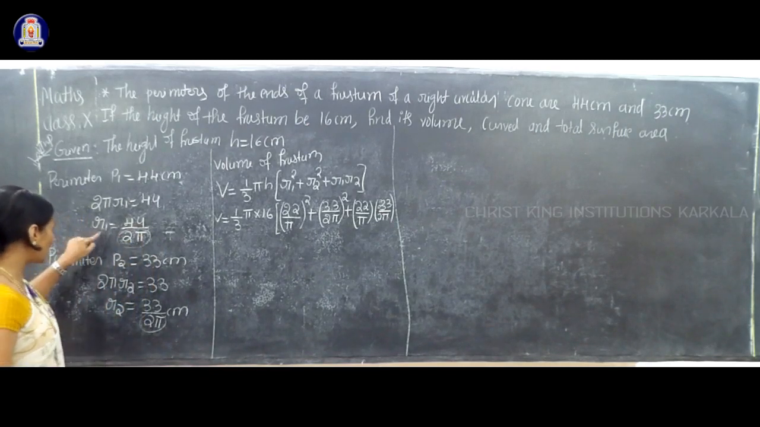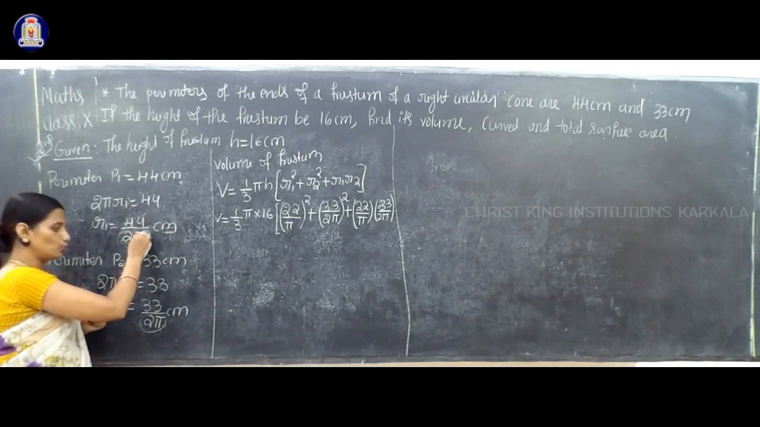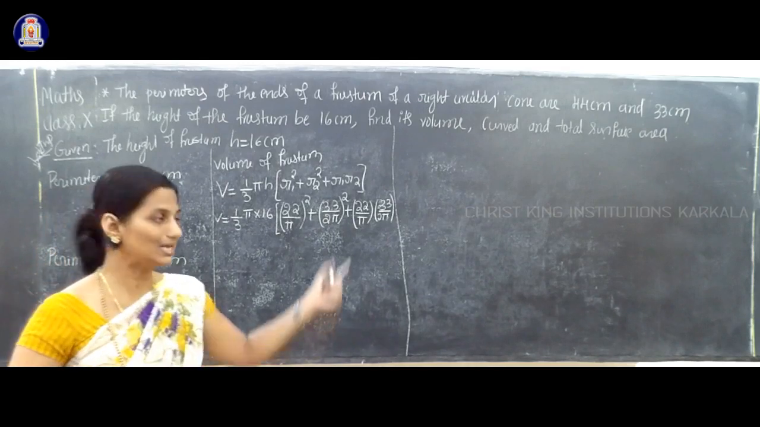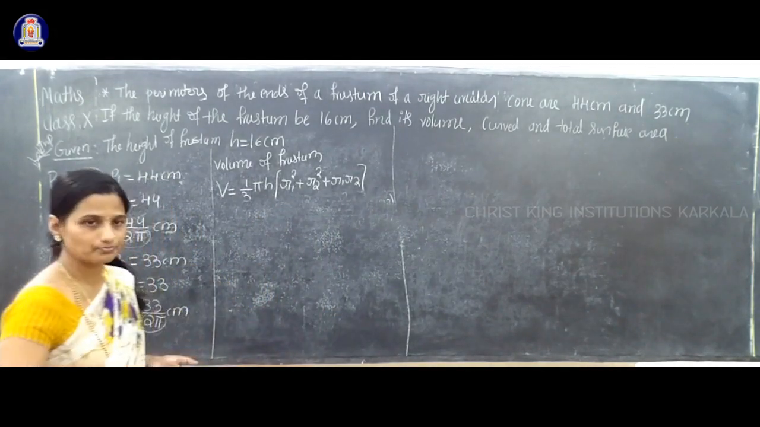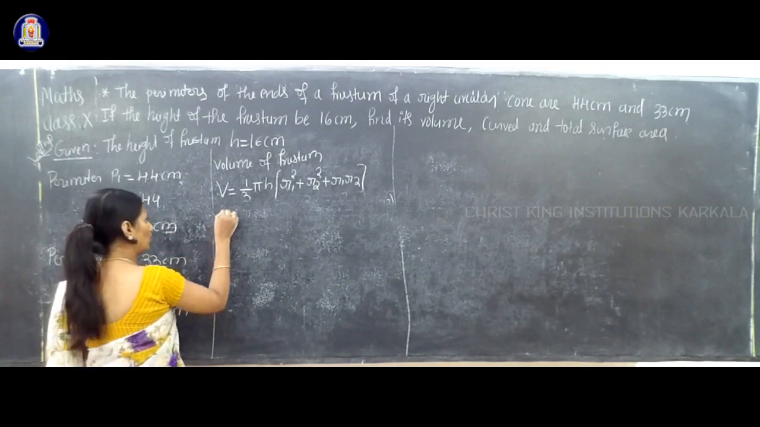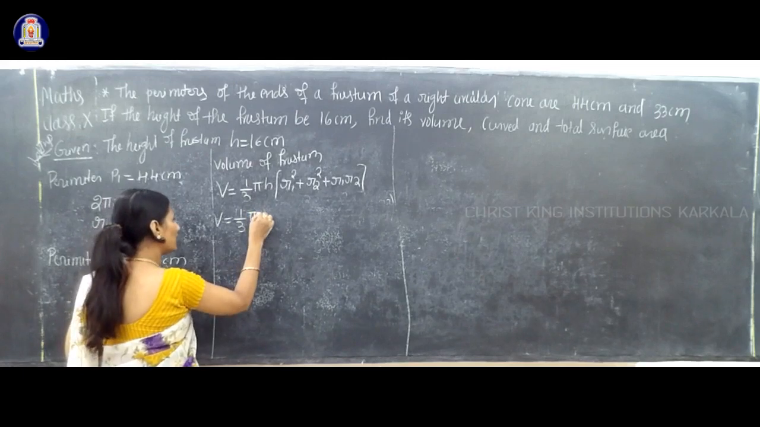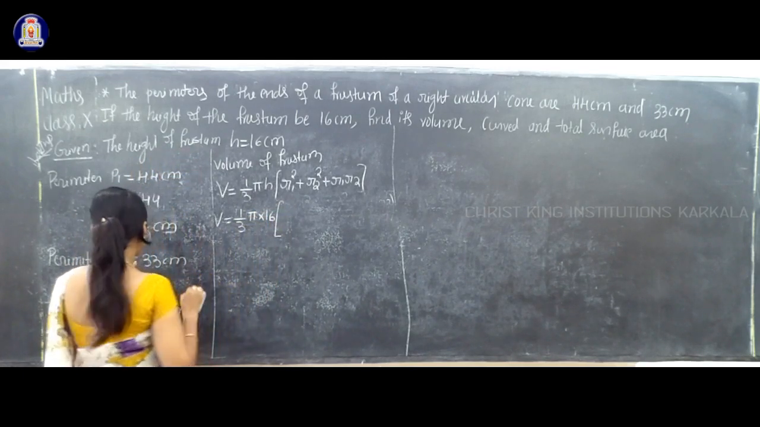So now your R1 changes as 44 divided by 2 pi. R2 is 33 divided by 2 pi. Then the LCM part is very simple. So now substitution. V is equal to 1 by 3 pi H. H is 16. So R1 square.